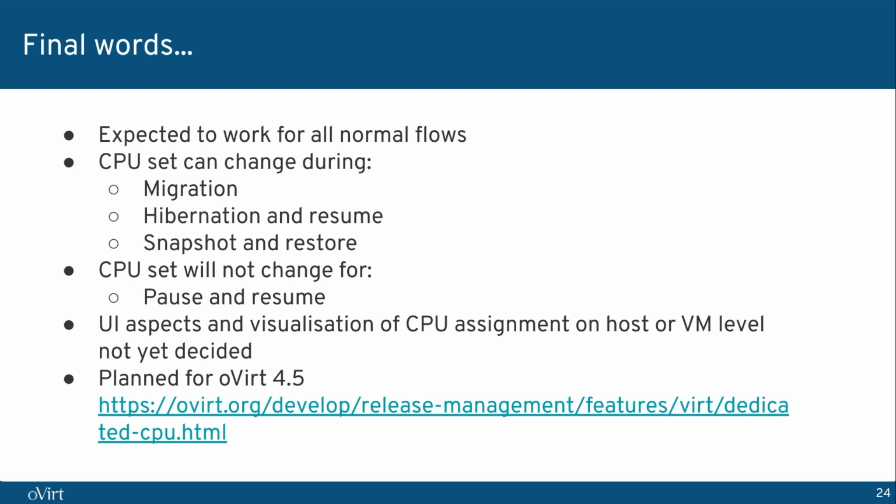Our UI for that is not yet decided. The configuration part is easy. You will be able to define the policy of your needs, and that's it. But you'll also most likely want to know which CPUs are used by your VMs, and also the host level view of the CPUs for all VMs running on the host. And for that, we are still deciding how to do that. All the work is planned for oVirt 4.5.